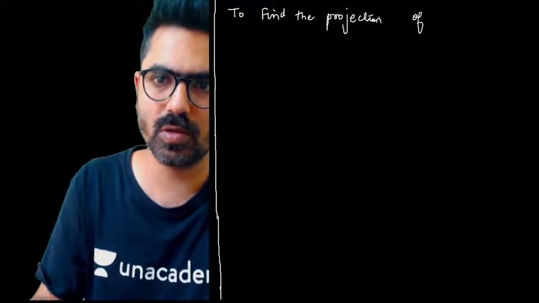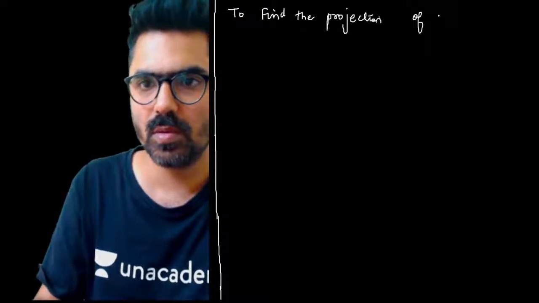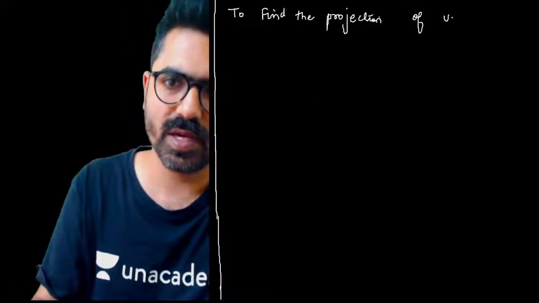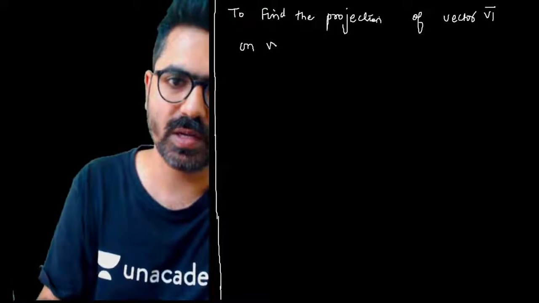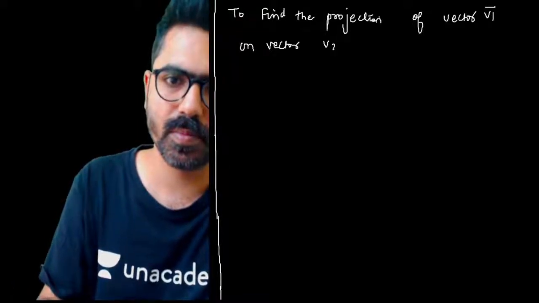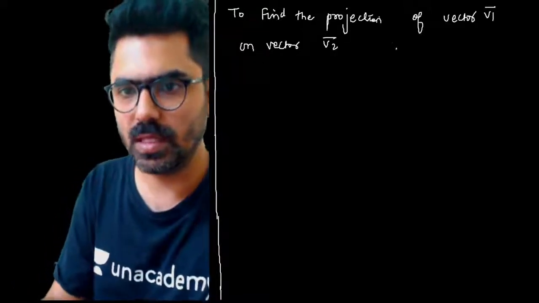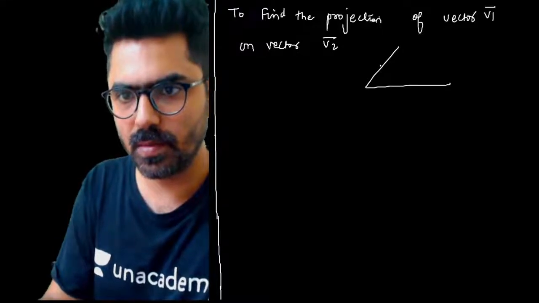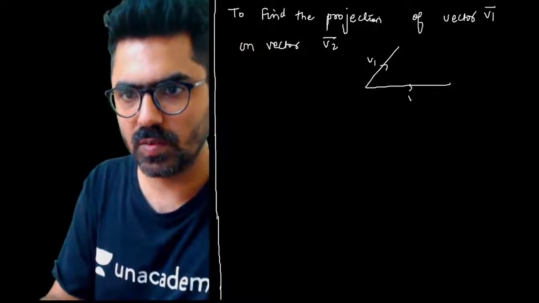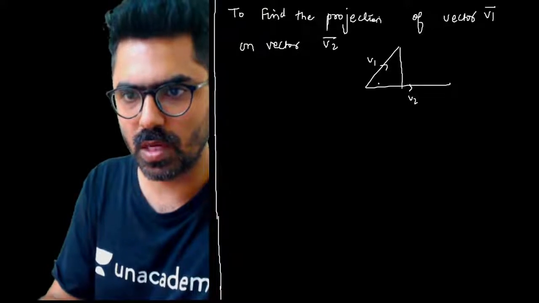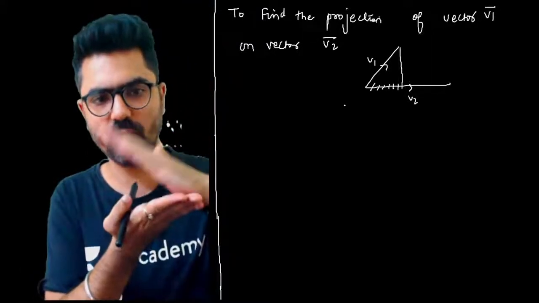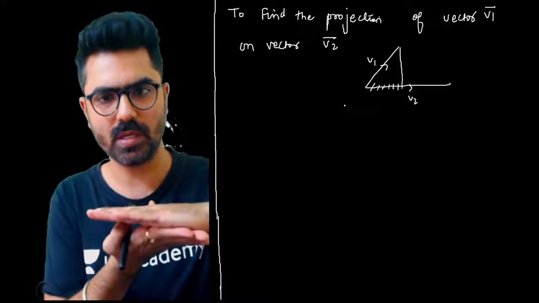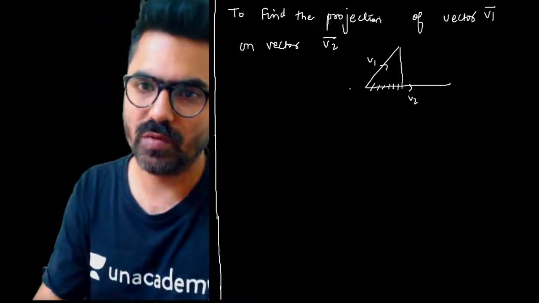To find the projection of vector v1 on vector v2. Okay, let's say there is a vector v1, this is vector v1, this is vector v2. So this part is called a projection, from vector v1 to vector v2. This part is called the projection of v1 on v2.